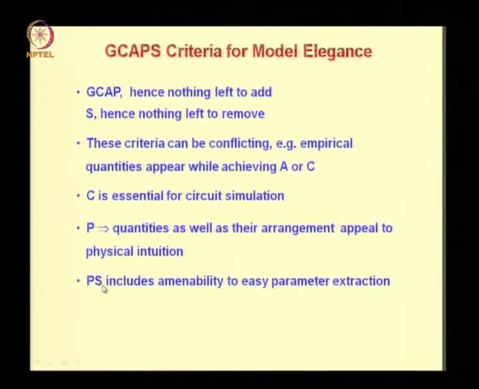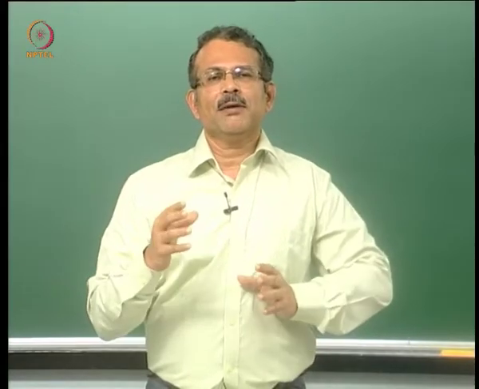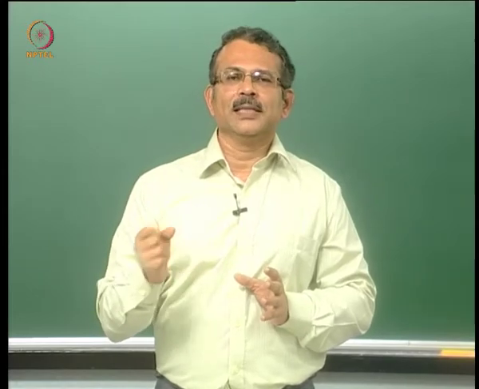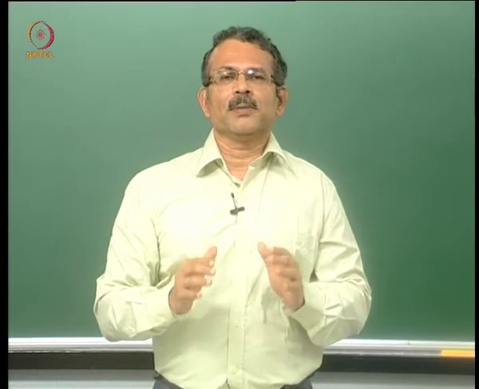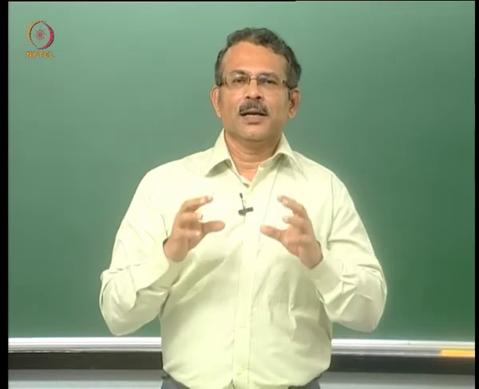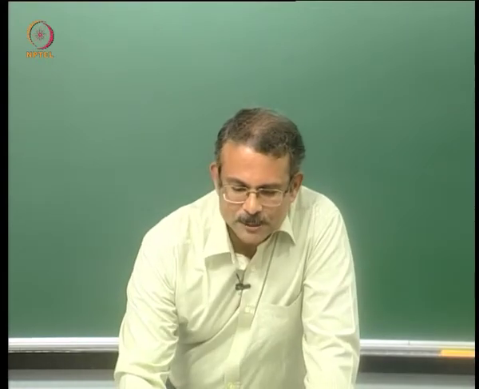P and S together include amenability to easy parameter extraction. So a model is said to be simple and to have physical basis if its parameters can be extracted very easily. Finally, normalized representation in terms of dimensionless quantities satisfies the physical basis and simplicity requirements very well. So you must always try to express the model in a normalized form. It is compact, easy to remember, it's simple and appeals to physical intuition.